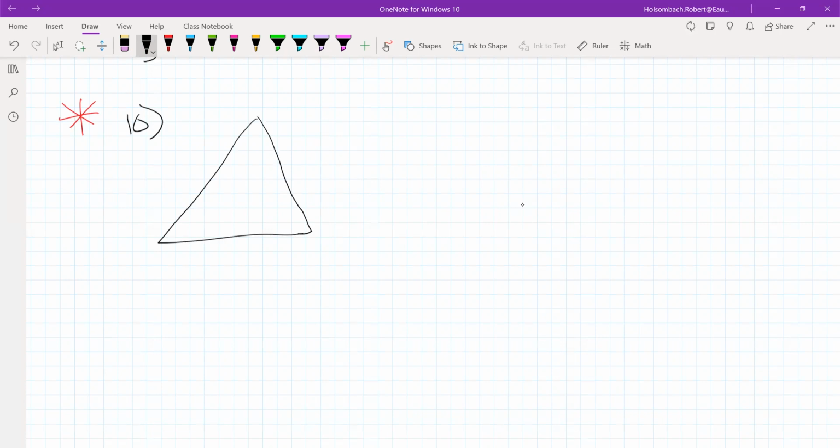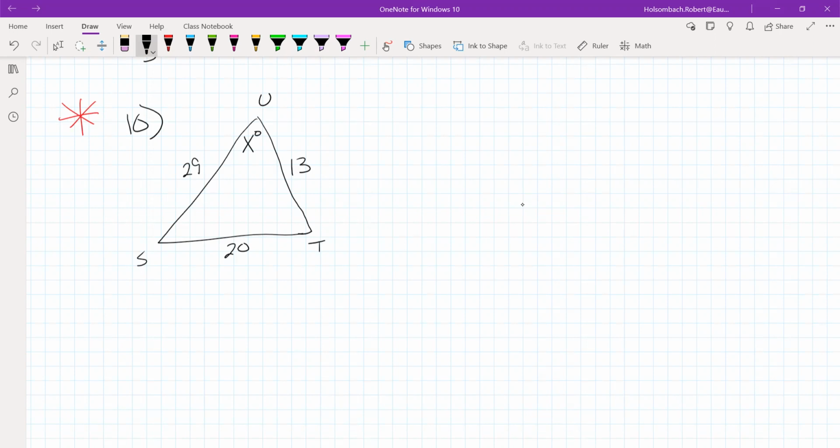We've got SU is 29. UST. S to T is 20. U to T is 13. And angle U is what we're trying to find. That's where our X is. But we're going to use the same formula.